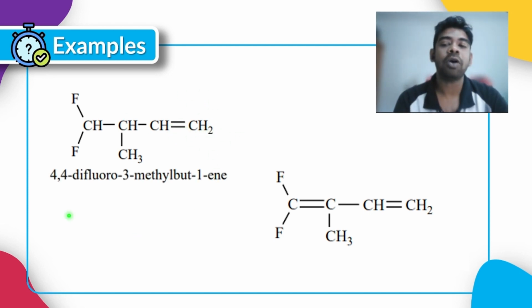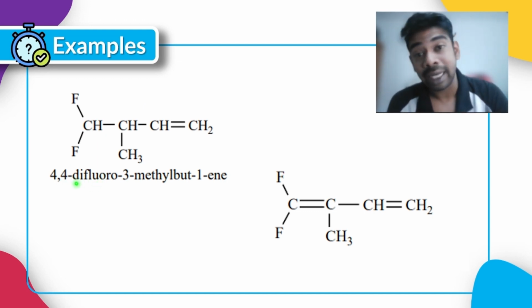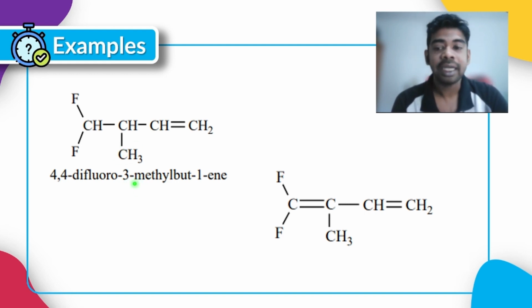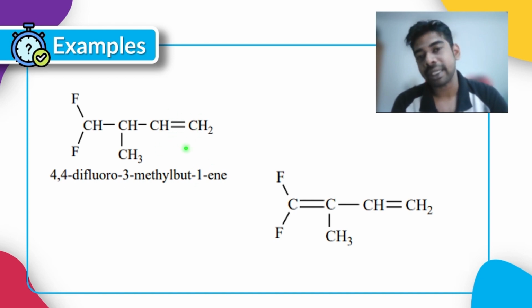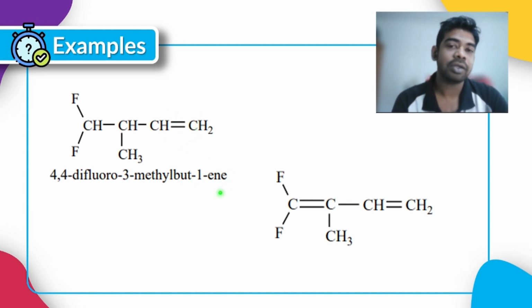So here the numbering would be 1, 2, 3, and 4. At 4 you have two fluorines, so you have 4,4-difluoro, so F for that. Then at 3, you have a methyl, so 3-methyl, so M for that. This is how your alphabetical order would be. And at the end, you have your root word, and then your functional group, which is present at position number 1. So here you have 1-butene.